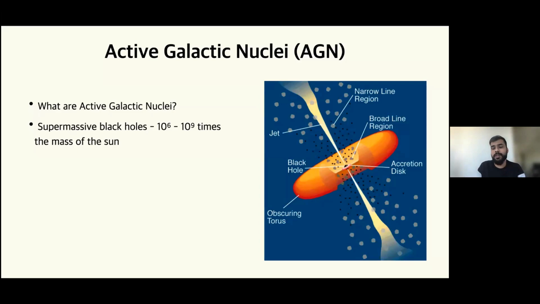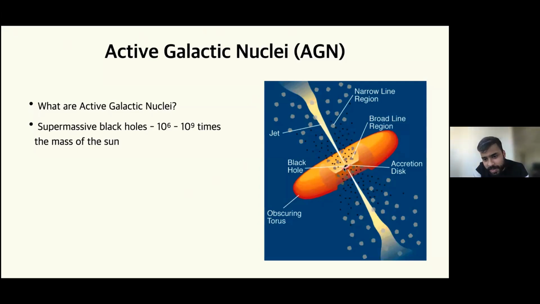from this nuclear region of the galaxy. In fact, in some cases, this AGN can even outshine the entire galaxy, all the stars and gas and dust in the galaxy. And here you can see a diagram, a cartoon representation of the AGN, which shows the black hole in the center.